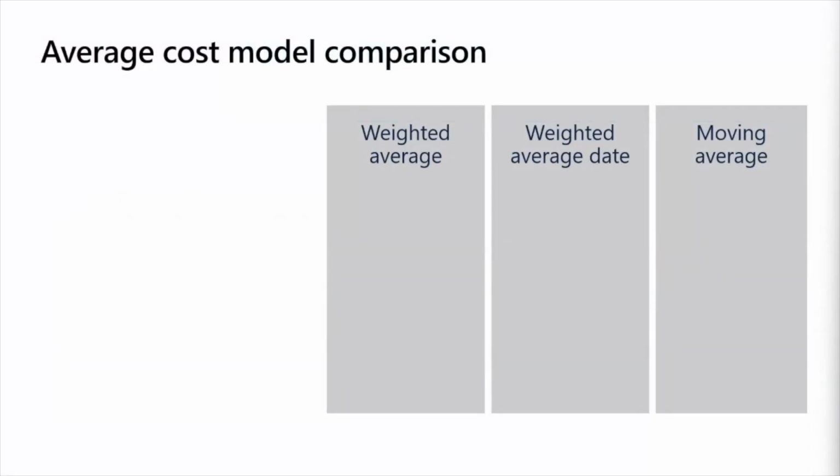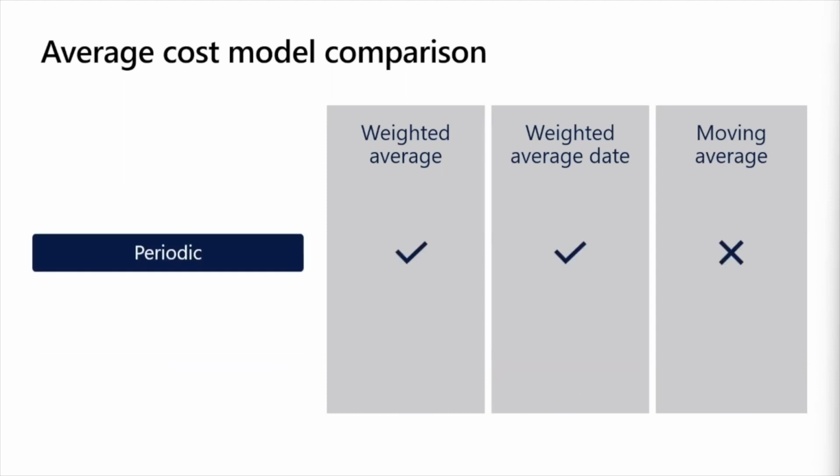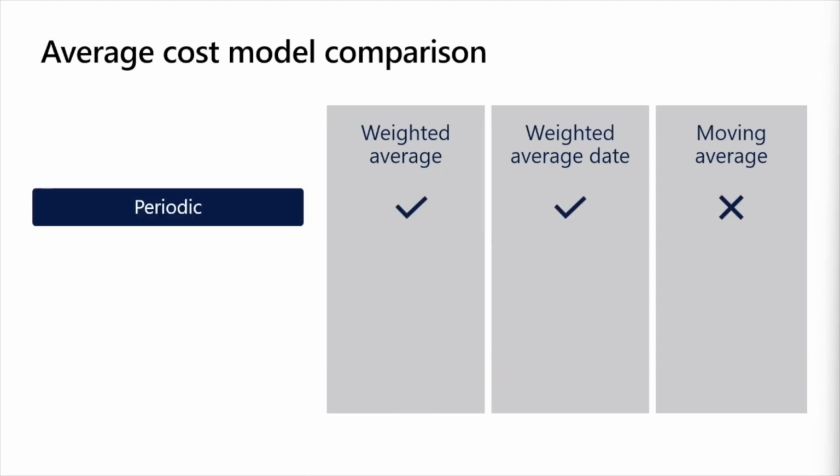Now let's compare some of the key differences between the three average cost models that are available to us. Both weighted average and weighted average date are periodic cost models, which means that they will post at the running average and be settled during closing to the final cost amount. Moving average is perpetual, not periodic, which means that transactions will post with the final cost.